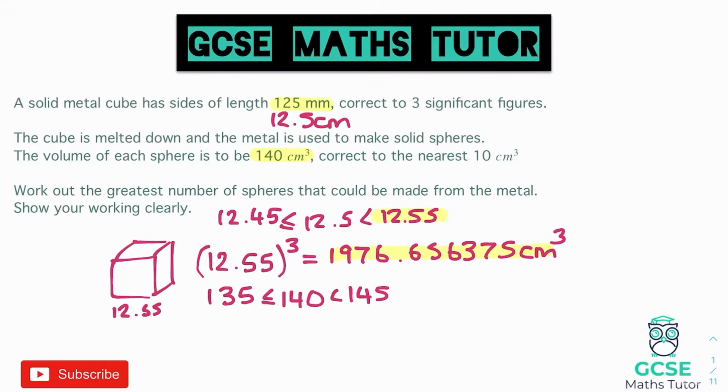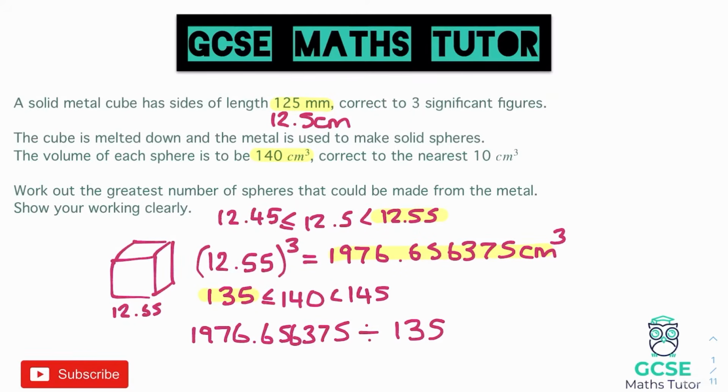Now, if we are going to figure out the largest amount of spheres we can make, we want to imagine that the spheres are as small as possible, so we'll use that 135. So in order to work out how many we can make, we'll take that large volume, 1976.656375, and we'll divide that by the smallest volume of the spheres, which is 135.